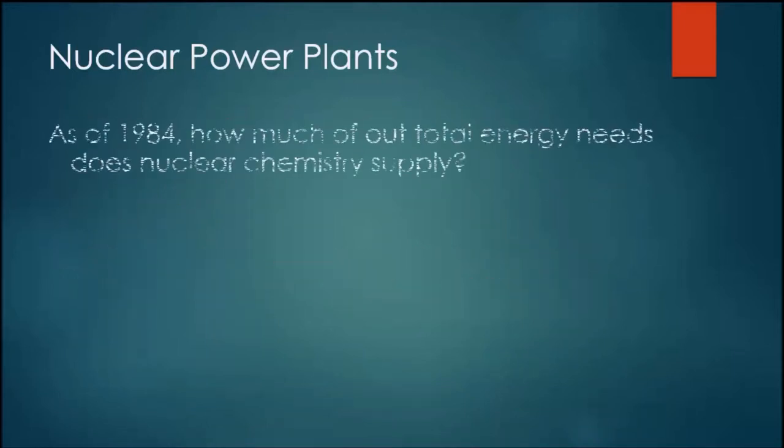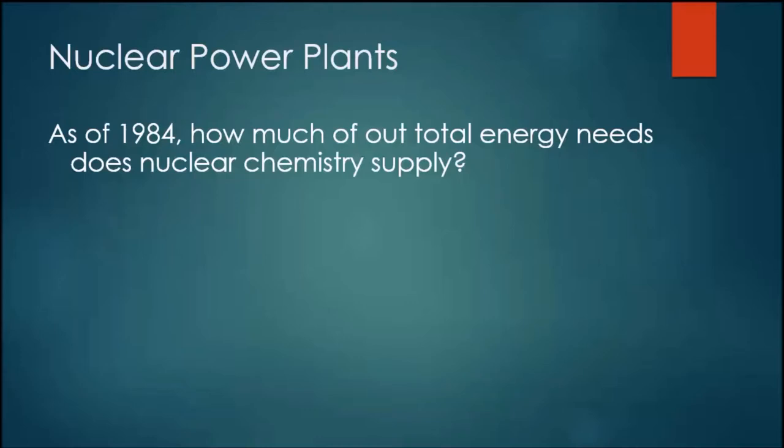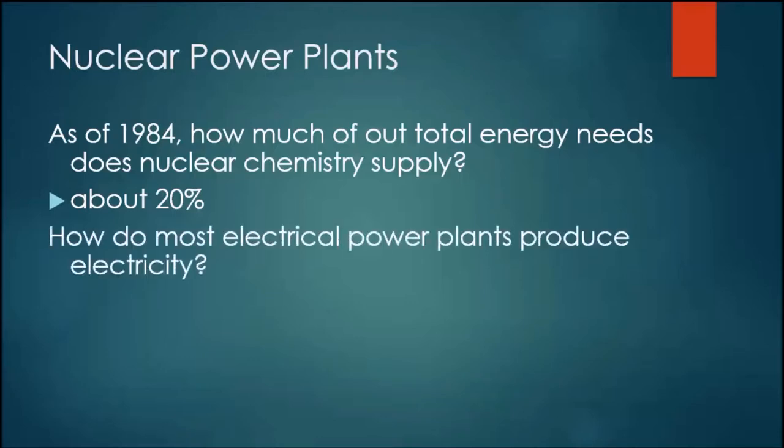So, as of 1984, how much of our total energy needs does nuclear chemistry supply? Only about 20%. Maybe it's creeped up a little bit more, but nuclear chemistry has had a lot of bad press since 1984, Chernobyl and Fukushima, and people want us to shut them down and not build new ones.